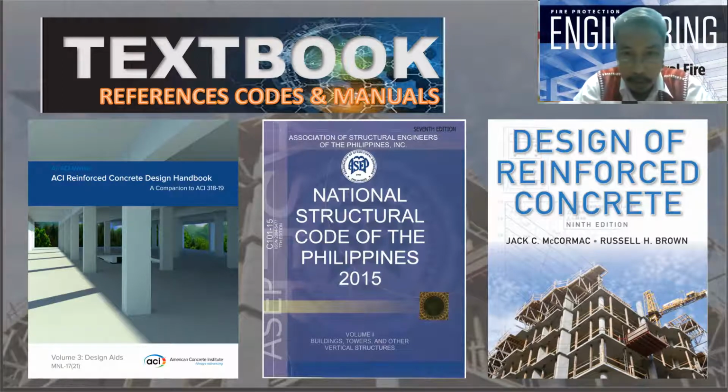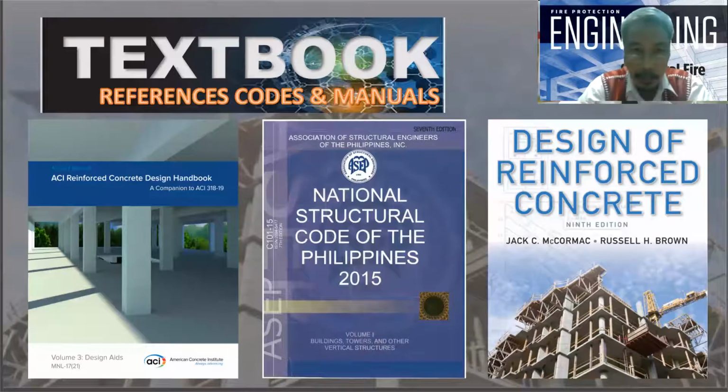Another important one is the National Structural Code of the Philippines. So NSCP, the latest code is 2015. As you can see, it is printed 2016, but this is adopted 2015. And this was proposed by the Association of Structural Engineers of the Philippines. Okay? So meaning it is a local code. And this local code, NSCP, or National Structural Code of the Philippines, is actually a referral code of the National Building Code of the Philippines. Okay.